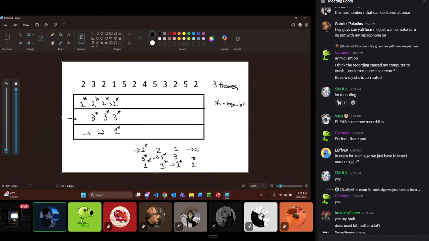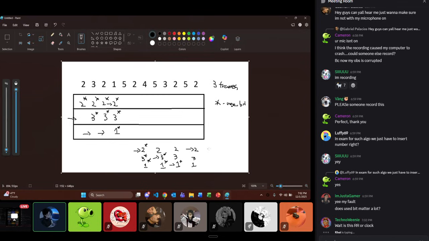Now we ask ourselves, can 2 be replaced? And the answer is yes, because it doesn't have a use bit, right? So it can be replaced, which means we replace it with 5 with a use bit. And then we move the pointer down 1, which is 3, and then 1.